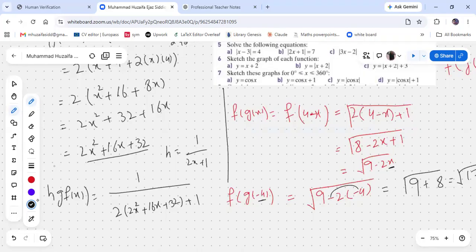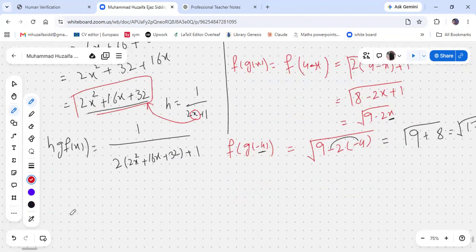Can you understand how I am writing it? Basically, I'm replacing this term with this one. Why am I replacing it? Because our demand is the composition of the three functions. So this is 1 over, look here, 2 of 2 is 4 of x, here this is 32 of x, and this is our 64, plus 1.